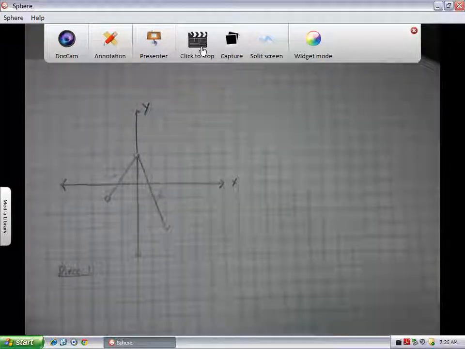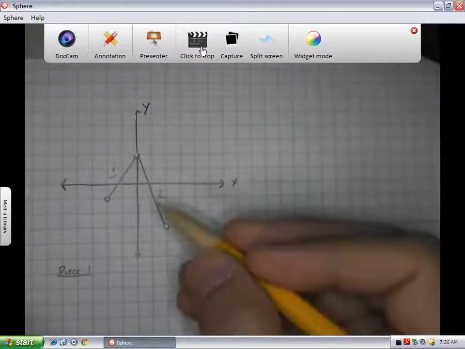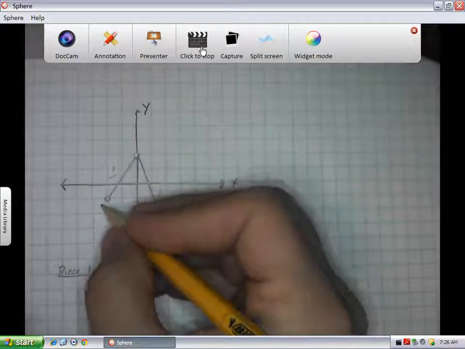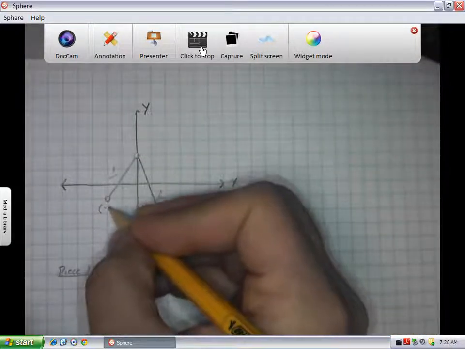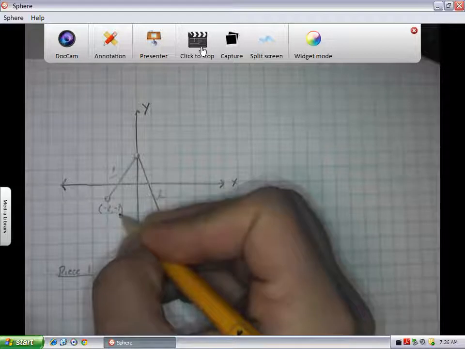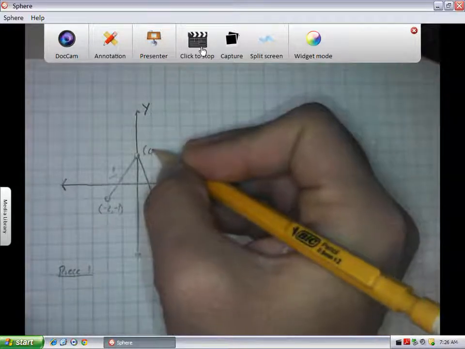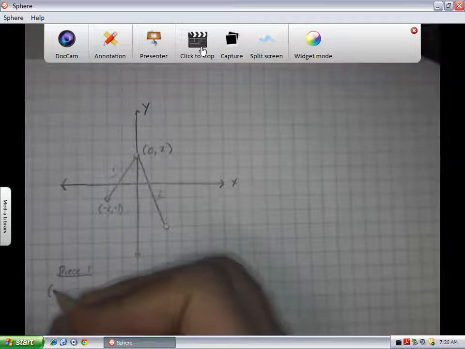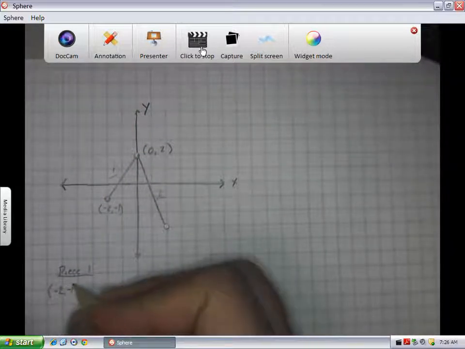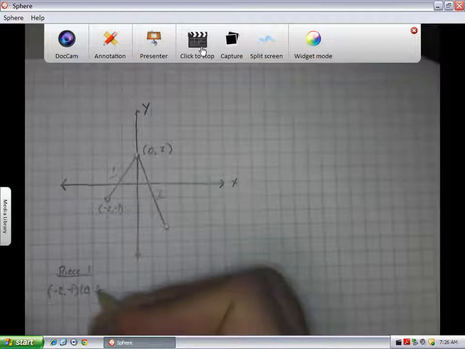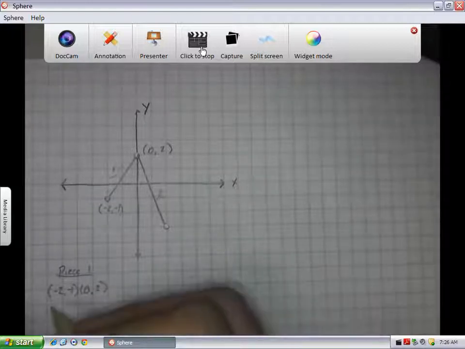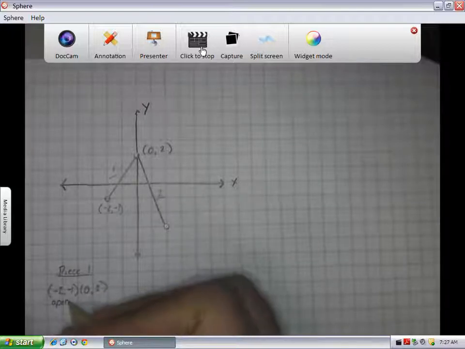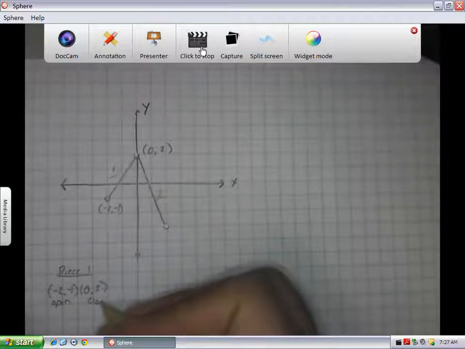and I'm going to find out the coordinates of the endpoints, or actually any 2 points on that piece. So this coordinate is (-2, -1), and this coordinate is (0, 2). So the coordinates that make up piece 1 are (-2, -1) and (0, 2). And I know it's kind of hard to see, but (-2, -1) is an open circle, whereas (0, 2) is a closed circle.